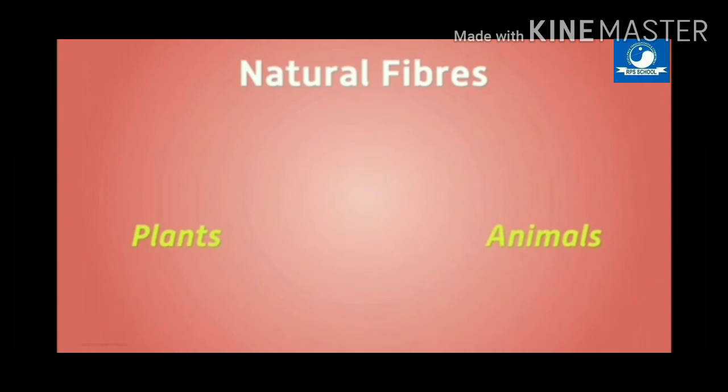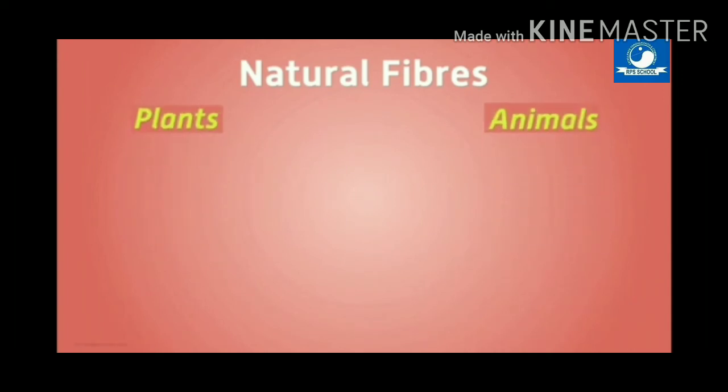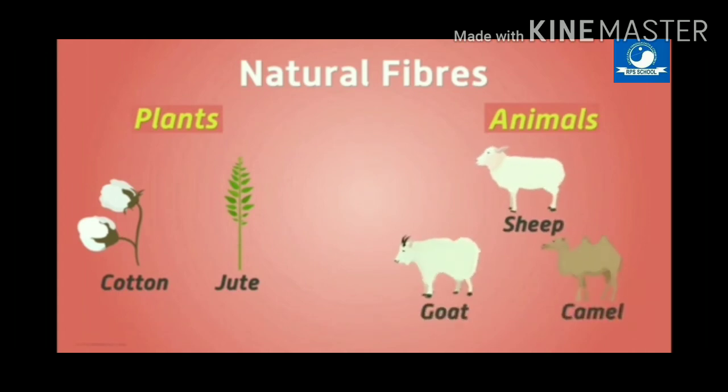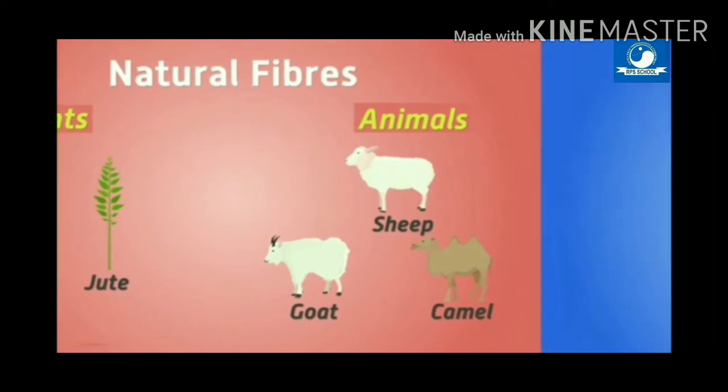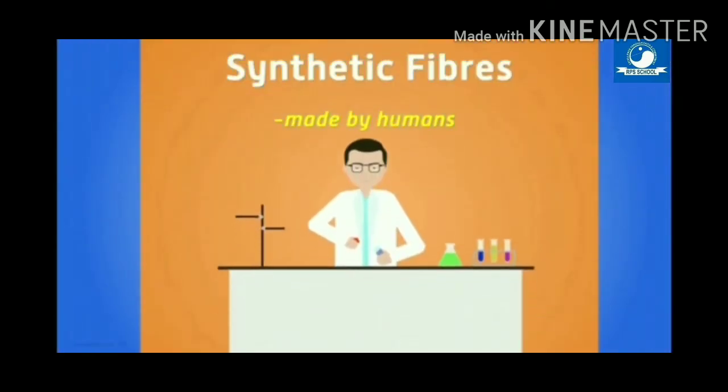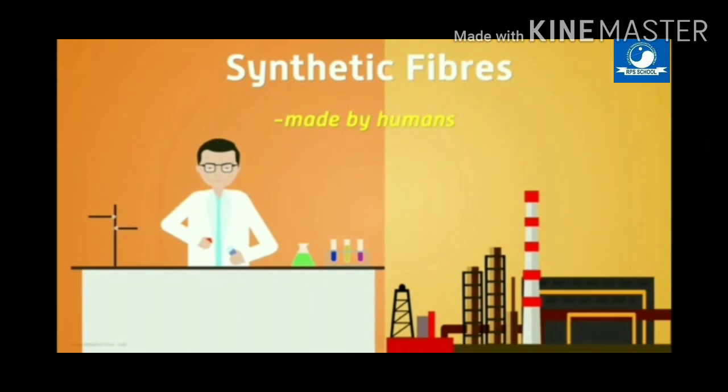Can we list a few examples of each type? Plants like cotton and jute give us natural fibers. Similarly, animals like sheep, goat and camel and so many others are also used for their fur, fleece and skin. In contrast to these natural fibers, the synthetic ones are made by us in laboratories and industries, to be precise.